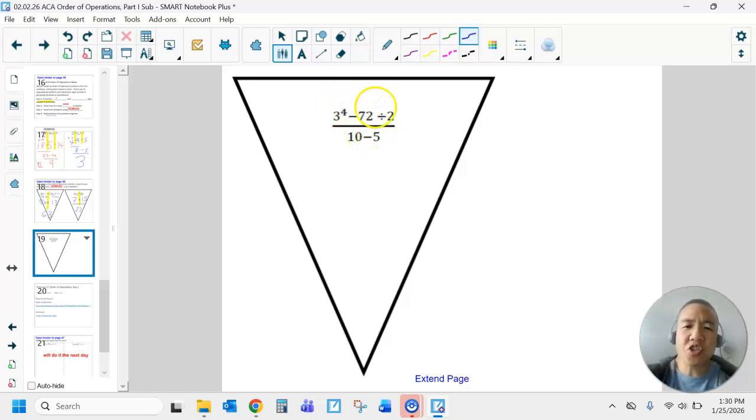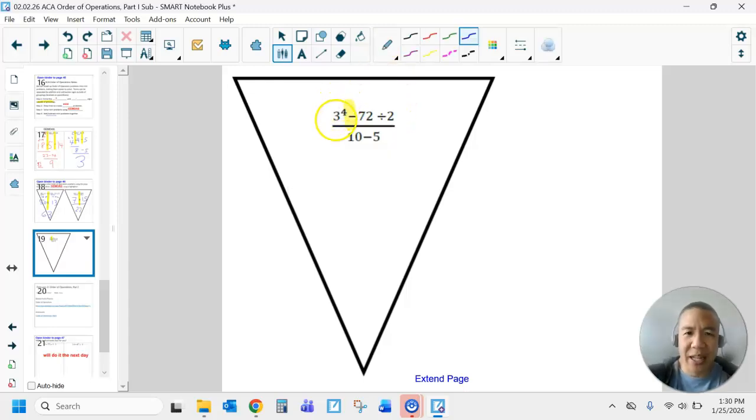So let's solve the numerator before the denominator. So I see a 3 to the 4th power minus 72 divided by 2. Do you see any grouping symbol? No. But I do see adding, subtracting. Everybody get out your highlighter. I need you to highlight the subtraction sign. Notice how it separates the left mini problem from the right mini problem.